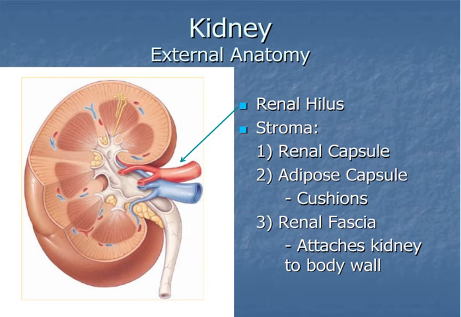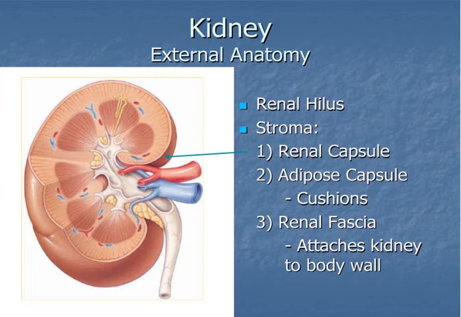Okay, let's look at the external anatomy of the kidney. You can see that there's an indentation on the medial side of the kidney, which is called the renal hilus, or sometimes the renal hilum. And the hilum is just, again, an indentation where the blood vessels enter and exit the kidney, and also where the ureters exit the kidney.